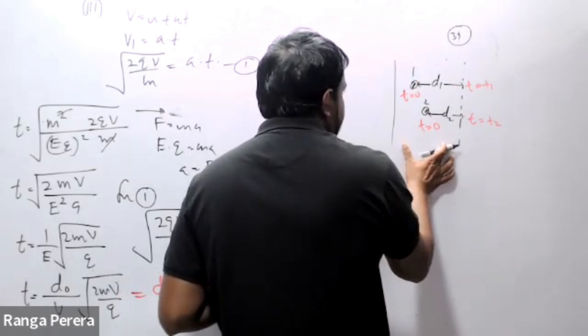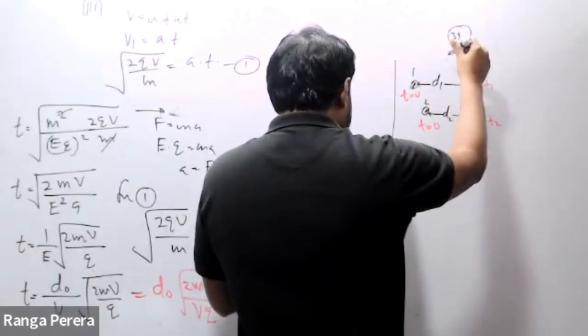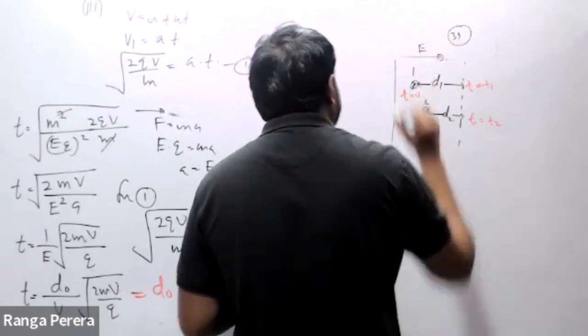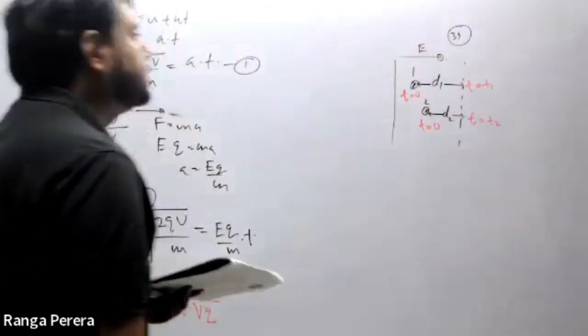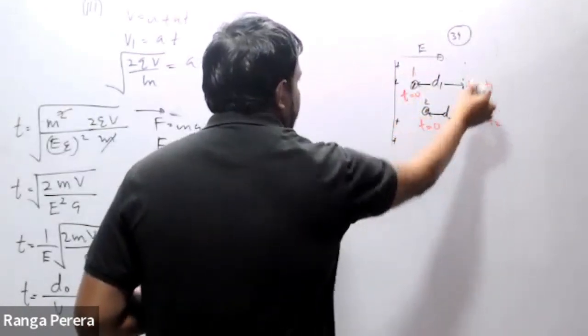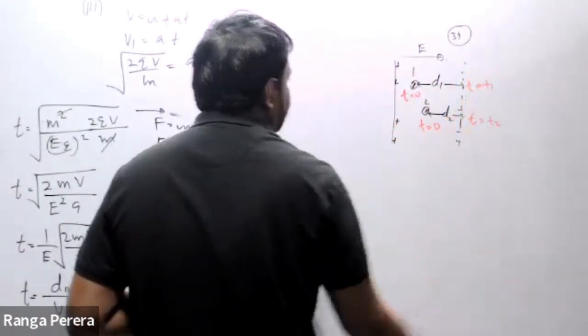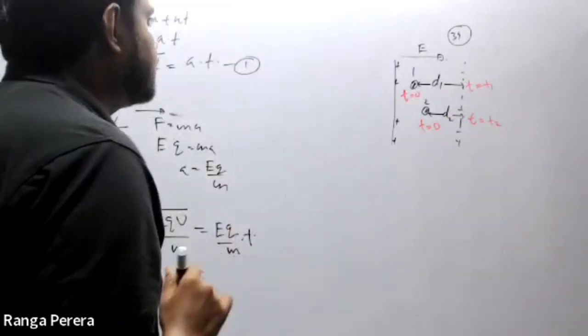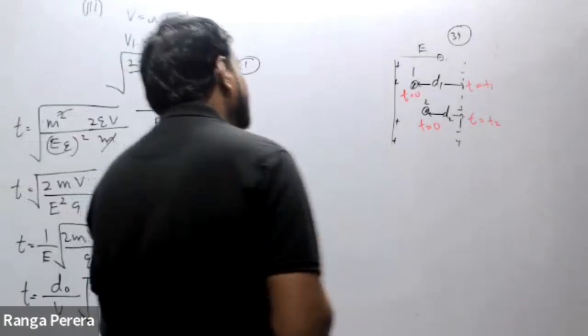Within that system, there's an electric field. The electric field direction is, as I marked, from the positive plate to the negative plate. So the t1 and t2 we have to find separately.